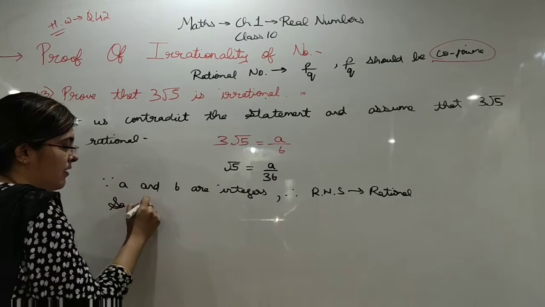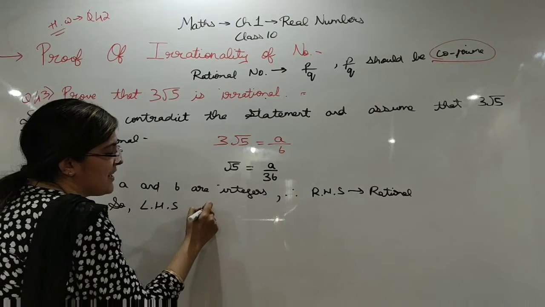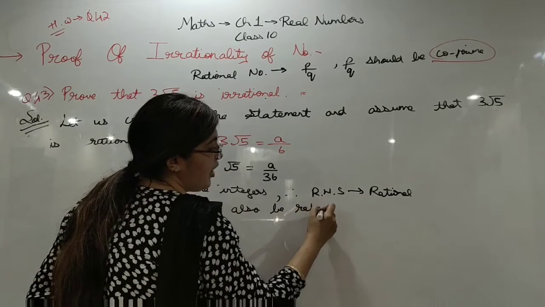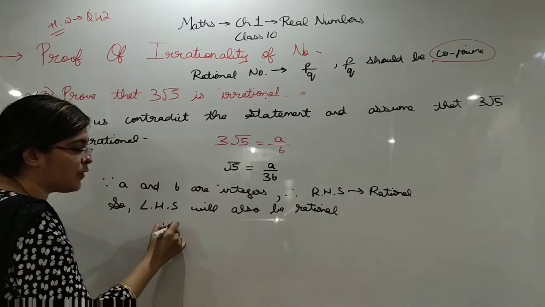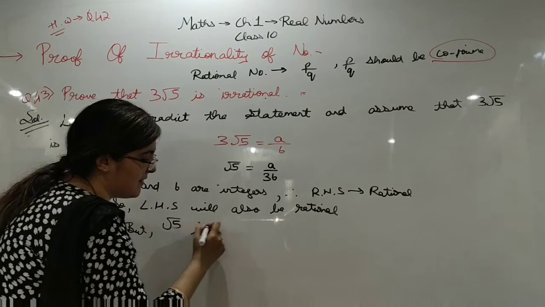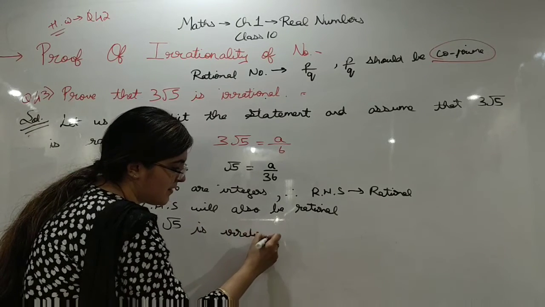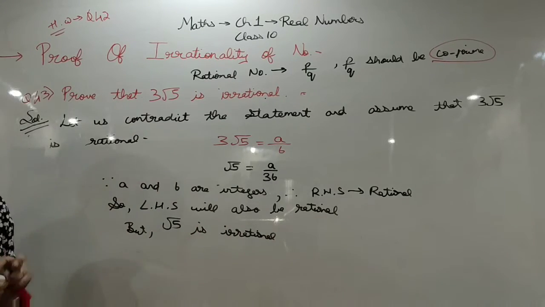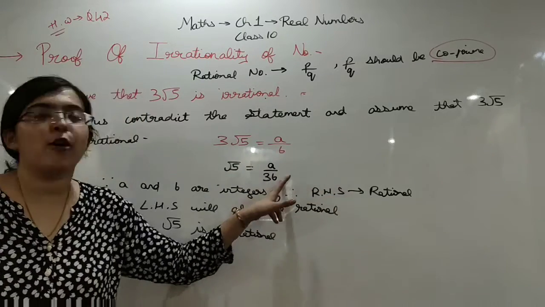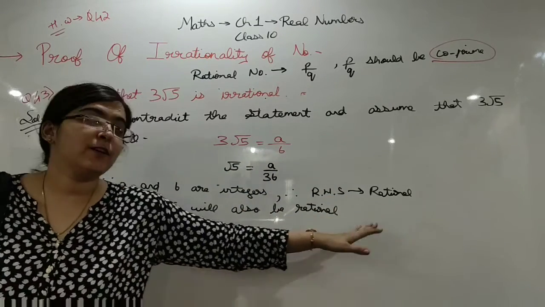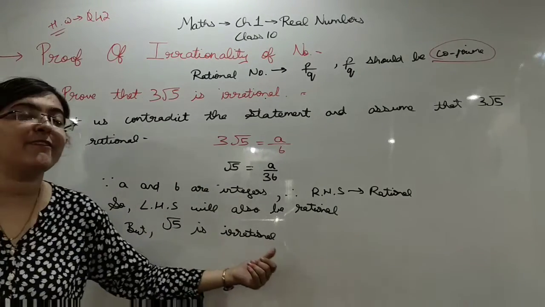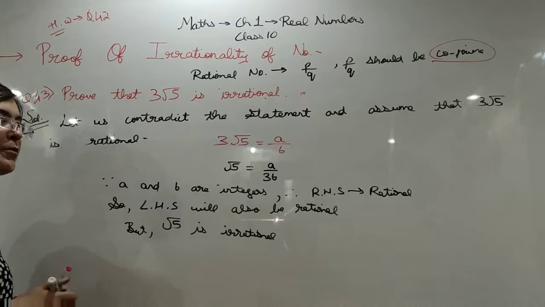So LHS will also be rational. But your LHS is root 5. We know that root 5 is irrational. Can you understand this, students? We are saying that a by 3b is rational, because a upon b, any number, will be rational. So it will say that LHS will also be rational. But we know that root 5 is irrational. How? You have to prove it now.